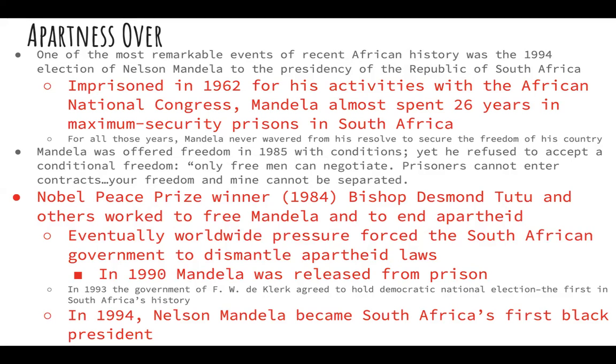In 1990, Mandela was released from prison. 1993, the government of F.W. de Klerk agreed to hold democratic national elections, the first in South Africa's history. And in 1994, Nelson Mandela became South Africa's first black president.